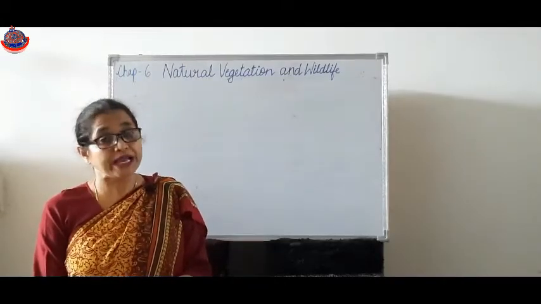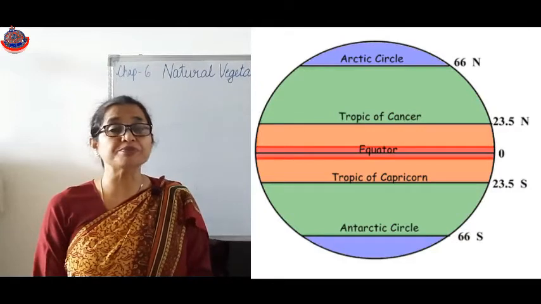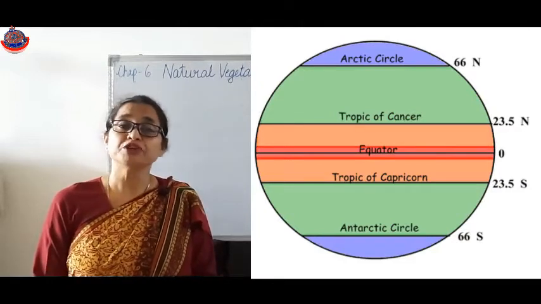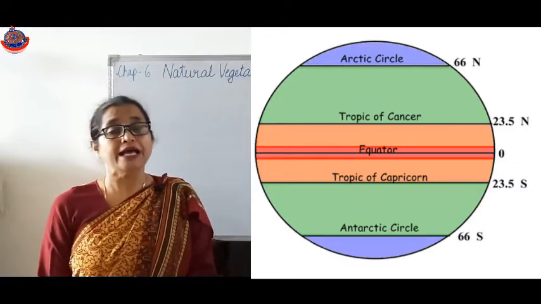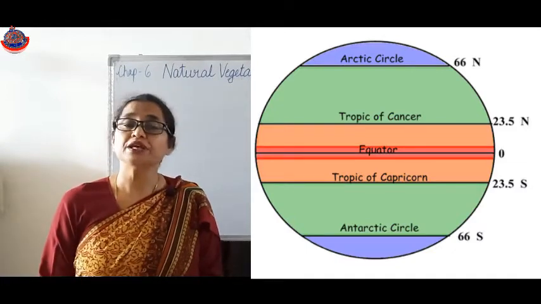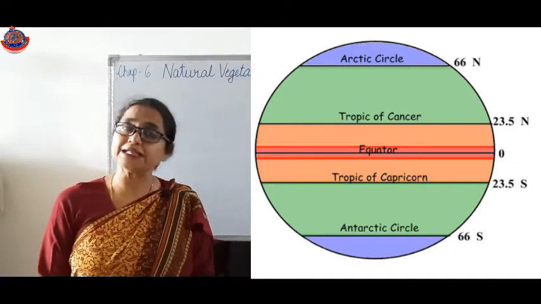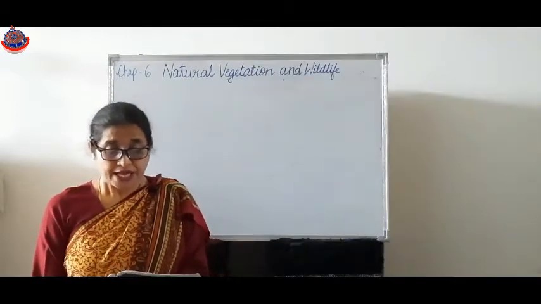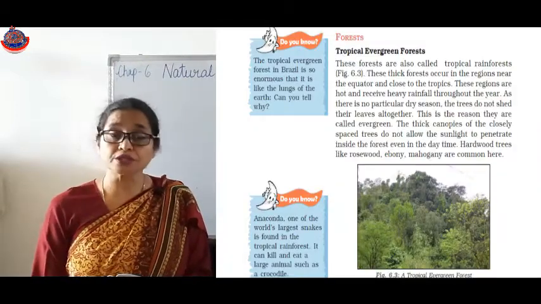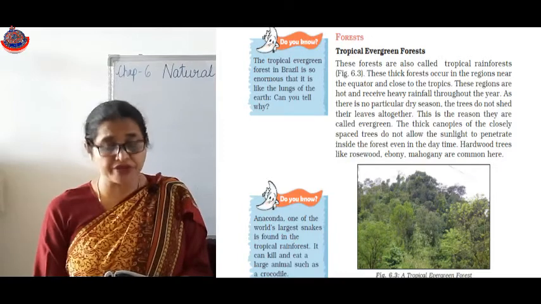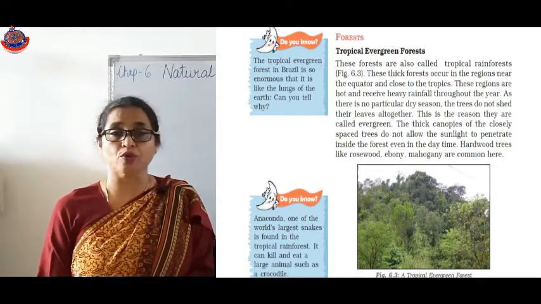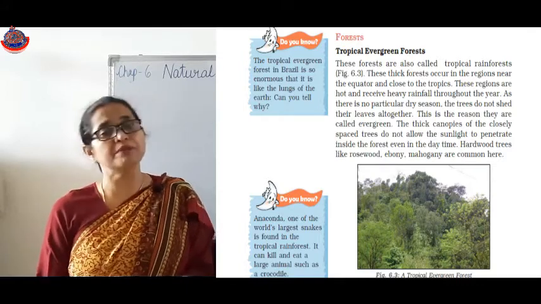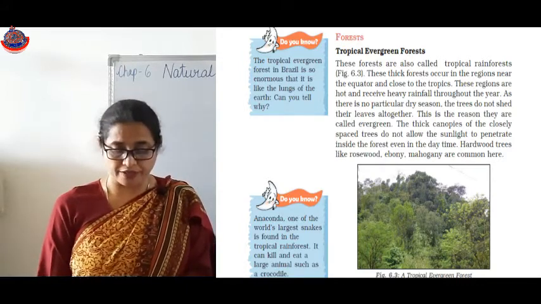You remember I told you close to the tropics meaning the area between Tropic of Cancer and the Arctic Circle, and the area between the Tropic of Capricorn and the Antarctic Circle. These regions are hot and receive heavy rainfall throughout the year. No wonder they are called evergreen. They remain green throughout the year.